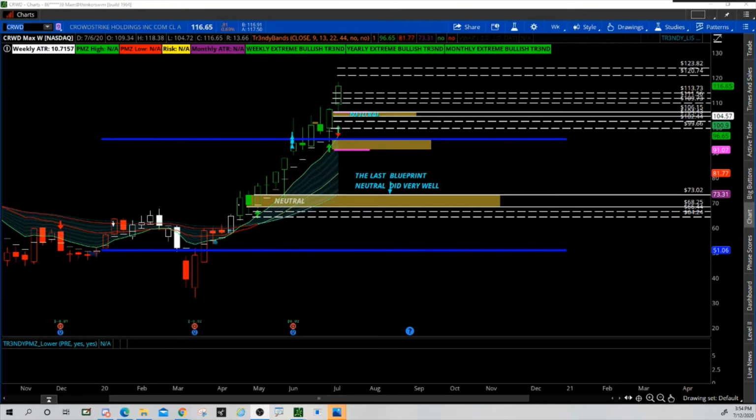I can't necessarily get into the specifics, but what I do want to show you is just an idea of how you can start to recognize patterns within just a range itself. So here's a blueprint that we did on a name, CRWD, CrowdStrike.